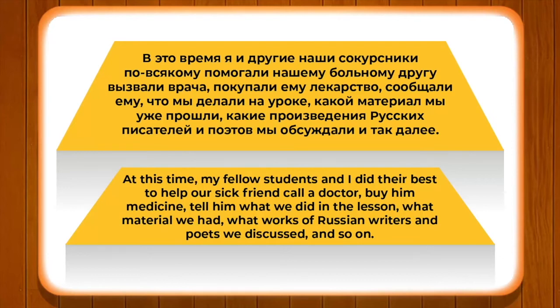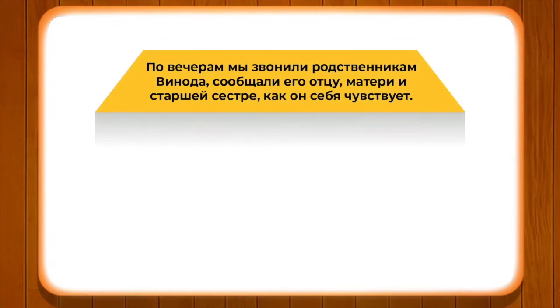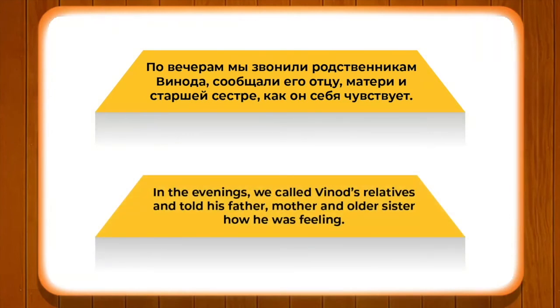Какой материал мы уже прошли, какие произведения, so what material we have gone through and what works of the Russian writers. И поэтов мы обсуждали и так далее. And of poets we discussed, etc. По вечерам мы звонили родственникам Винода. In the evenings we called relatives of Vinod. Сообщали его отцу. Informed his father, матери и старшей сестре. His mother and elder sister.